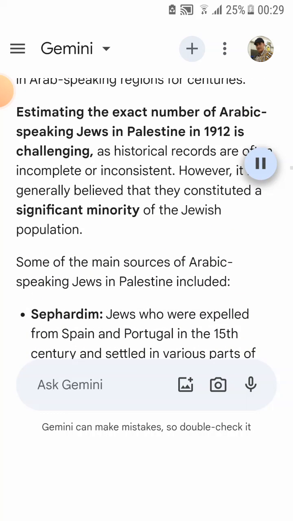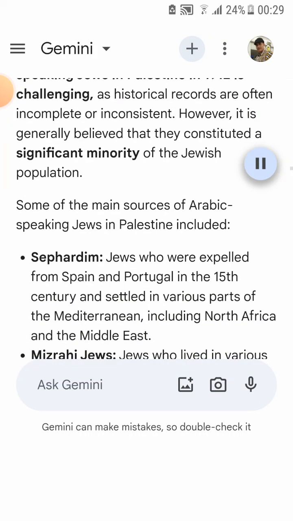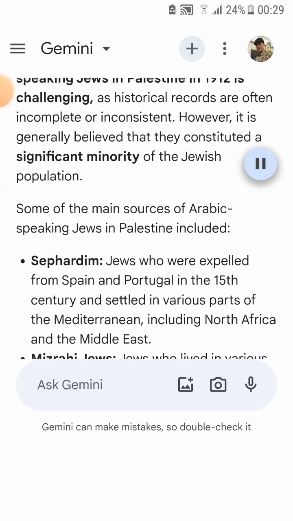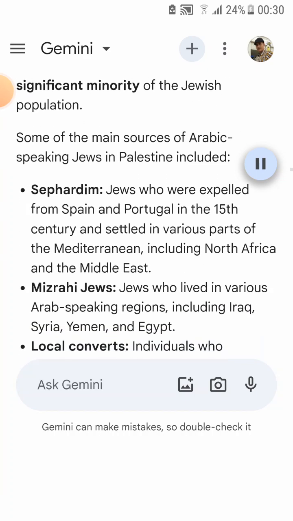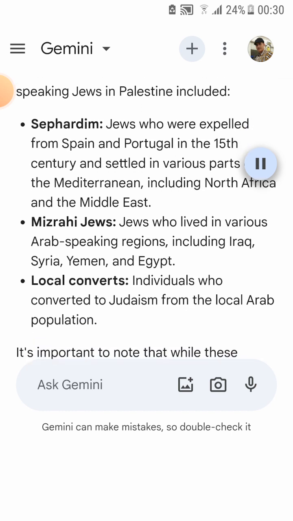Estimating the exact number of Arabic-speaking Jews in Palestine in 1912 is challenging, as historical records are often incomplete or inconsistent. However, it is generally believed that they constituted a significant minority of the Jewish population. Some of the main sources of Arabic-speaking Jews in Palestine included Sephardim, Jews who were expelled from Spain and Portugal in the 15th century and settled in various parts of the Mediterranean, including North Africa and the Middle East.